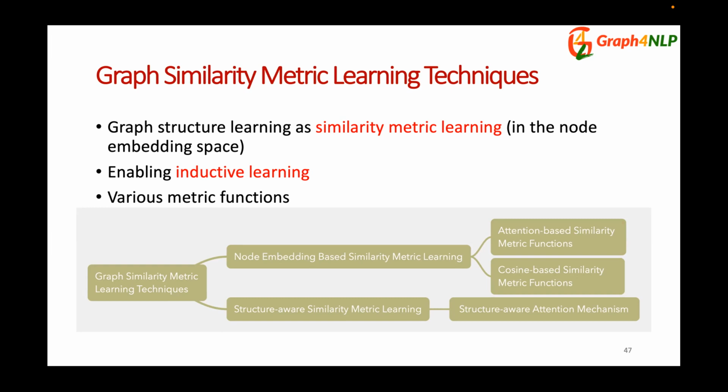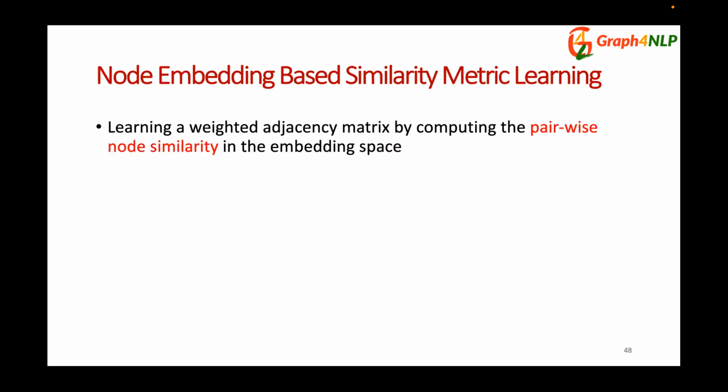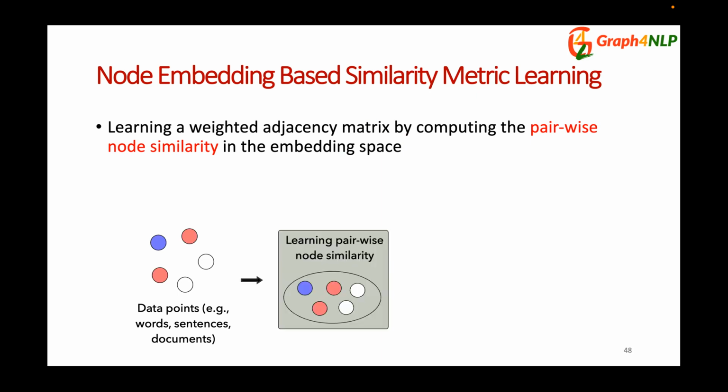One is node embedding based similarity metric learning, and the other is what we call structure-aware similarity metric learning. So we will talk about each of them in the next few slides. Let's first talk about node embedding based similarity metric learning. We are given a set of data points and their vector representations, and we can apply various metric functions to learn the pairwise node similarity.